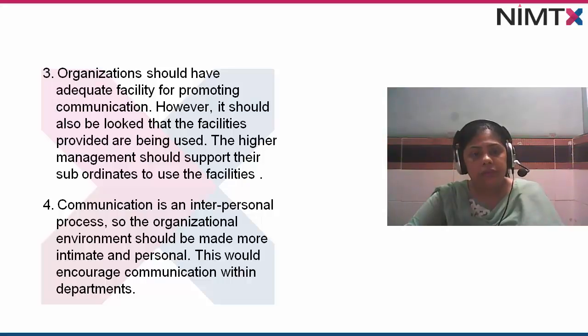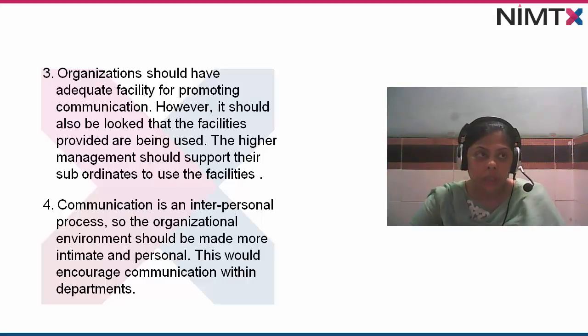Organizations should have adequate facilities for promoting communication. However, it should also be checked that the facilities provided are being used. The higher management should support their subordinates to use the facilities. I have seen in many companies they have internal portals wherein the subordinates can communicate with the hierarchy, with the CEOs, with the CFOs of the company.